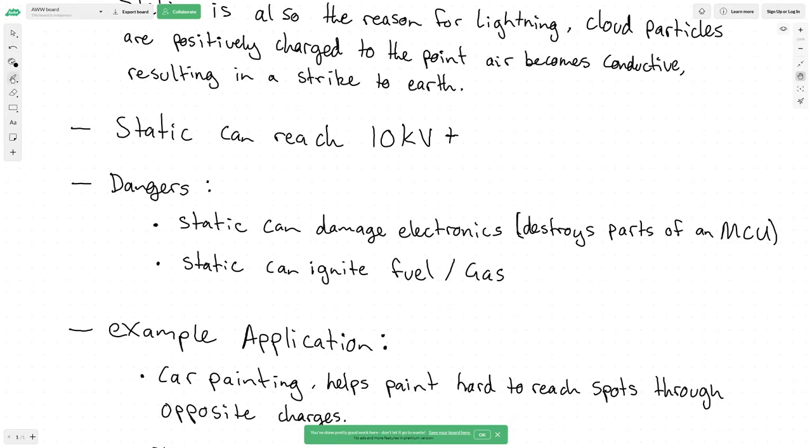And we talked about this, I think, when we were back at night school. Obviously, voltage can destroy things as well. The sheer force of the voltage can actually destroy those little parts. So that's why static is dangerous for electronics. And static can also ignite fuel or gas. So obviously in certain industries, that can be quite dangerous, as you can imagine.